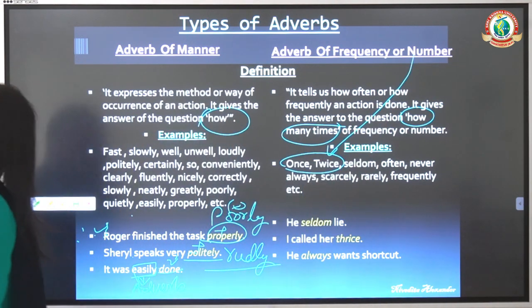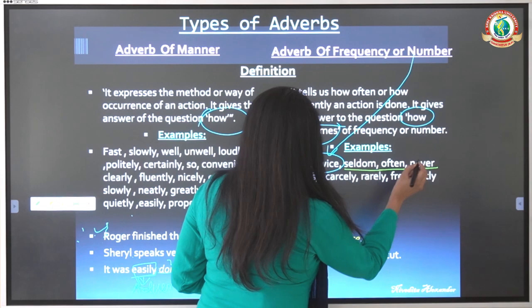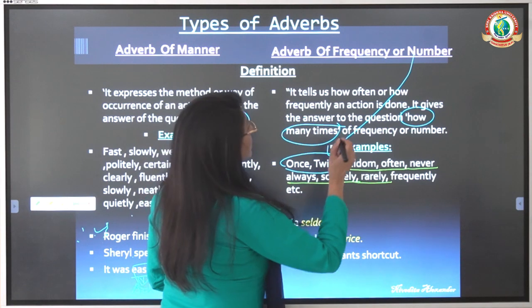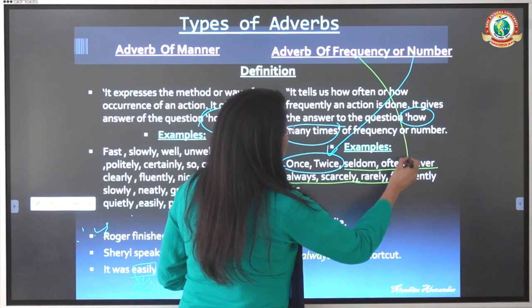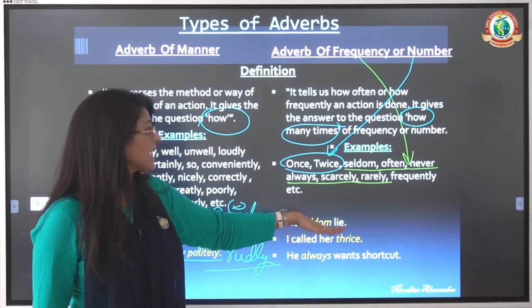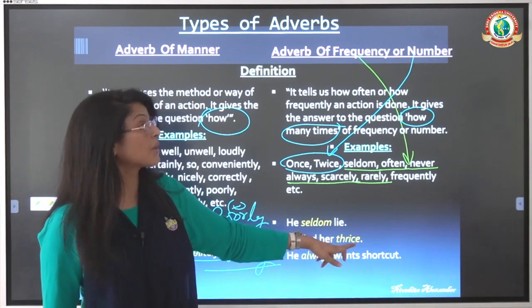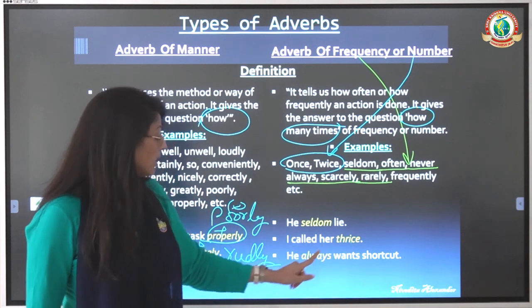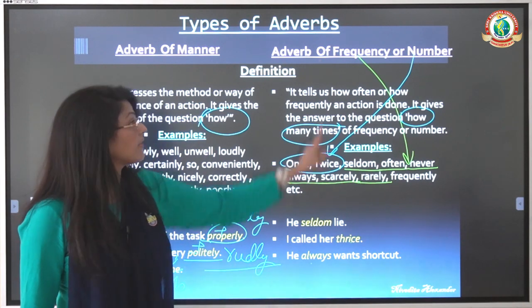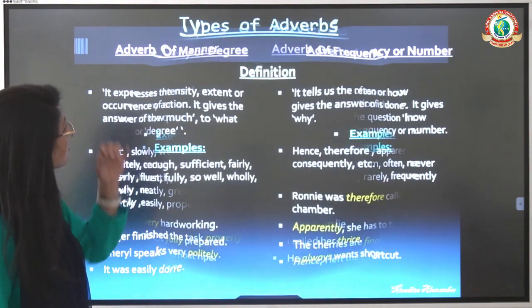okay. And if you see seldom, often, never, always, scarcely, rarely are associated with frequency. Clear? Easy peasy. Now if we see, he seldom lies, so it is the adverb of frequency. He calls her thrice, it's an adverb of number. He always wants shortcut, so always is an adverb of frequency again. Clear? Now let's move on to the other two types of adverbs.